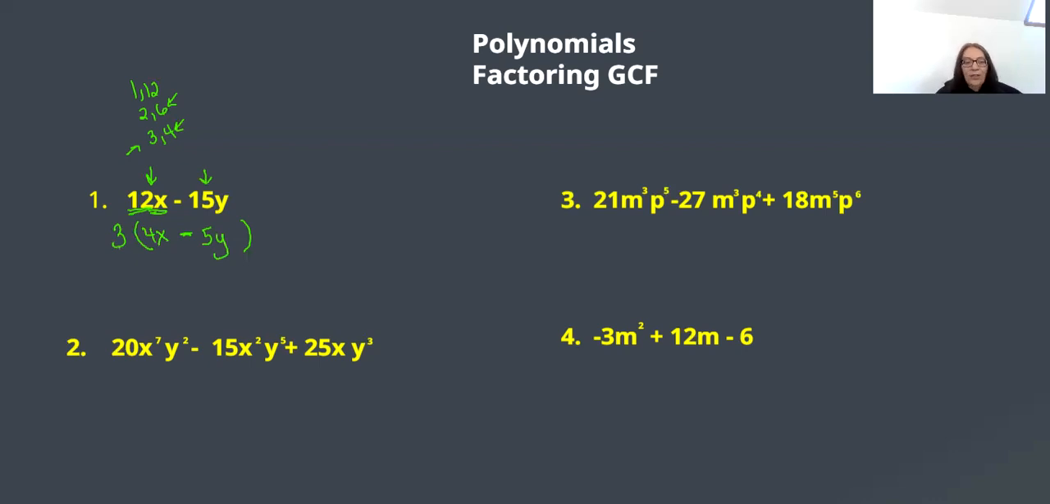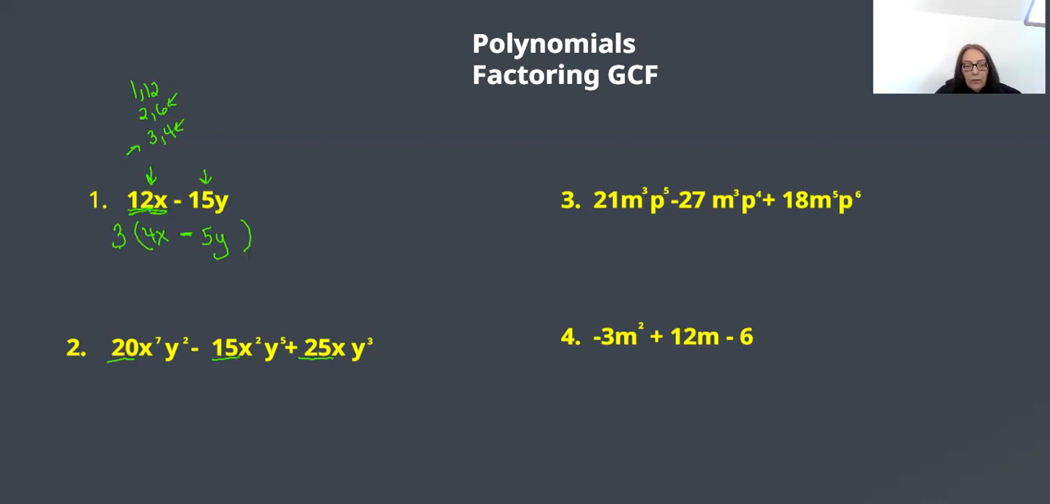All right, let's go on to number 2. Again, we're going to start with the coefficients, the numbers out front. So we've got a 20, we've got a 15, and we've got a 25. The smallest number is 15. Will 15 go into 20 evenly? No. So I know that we can't use 15. I don't even have to look at the 25.